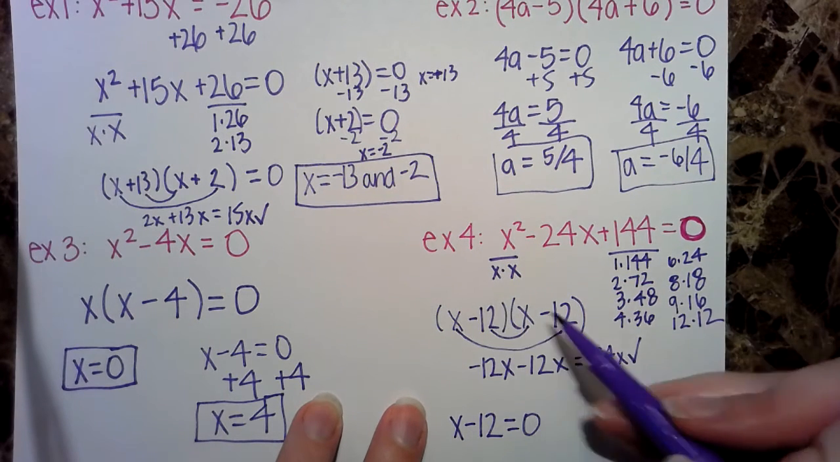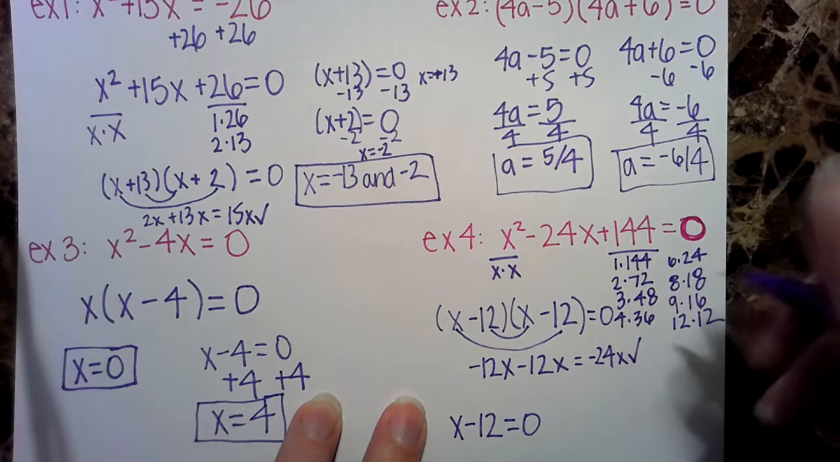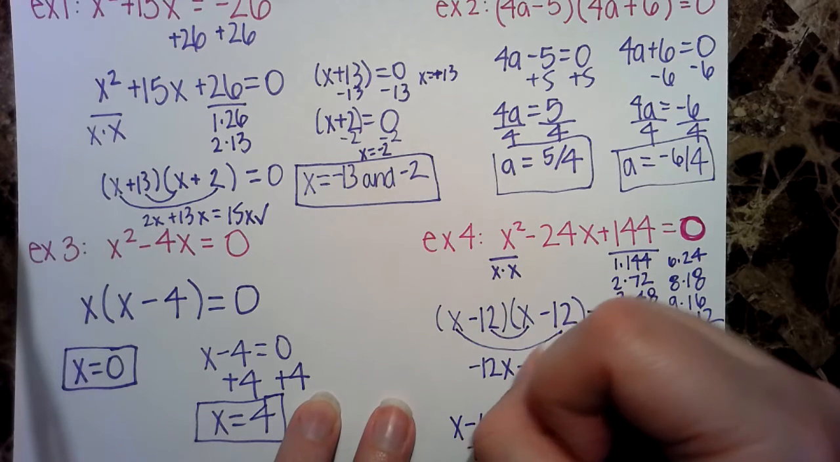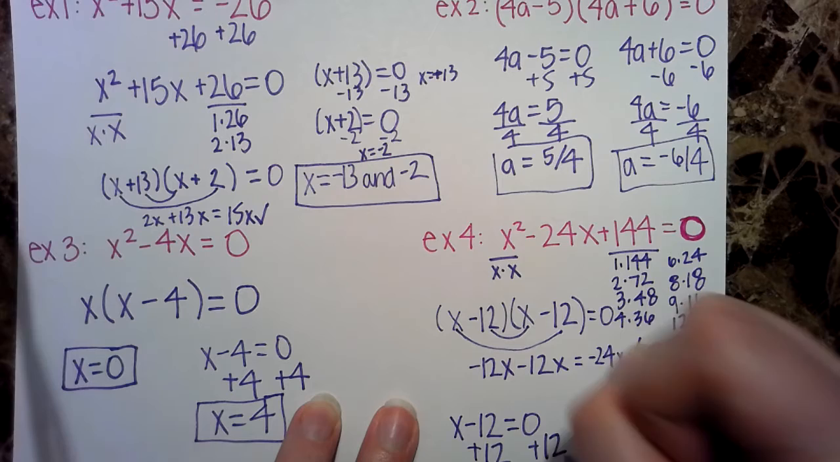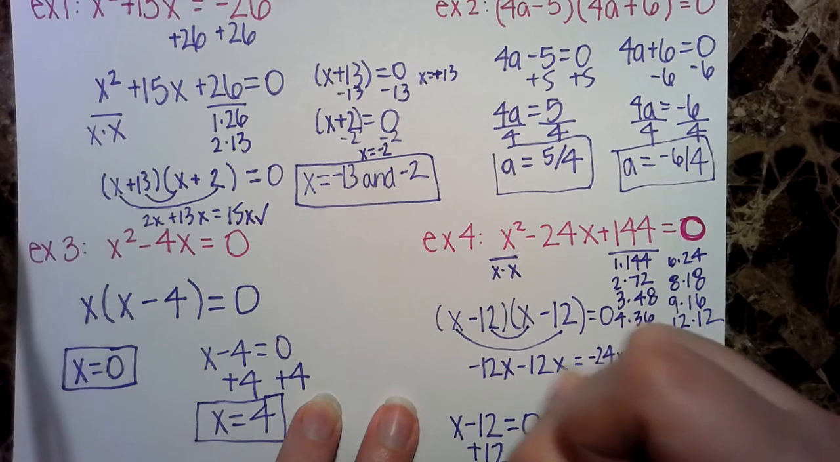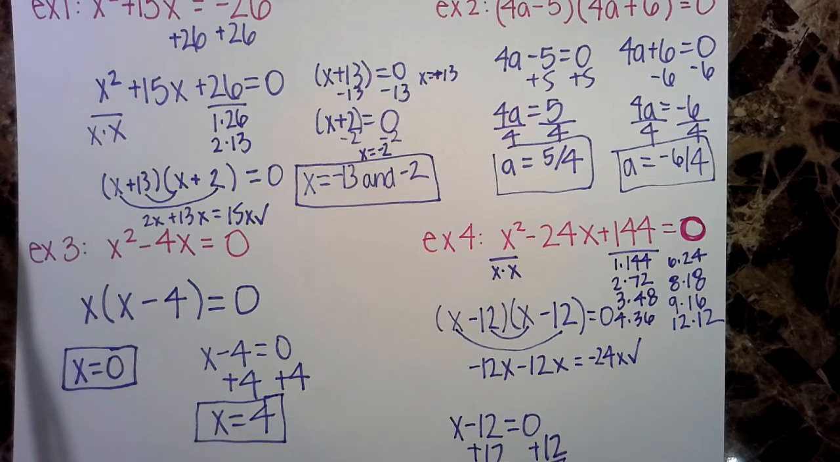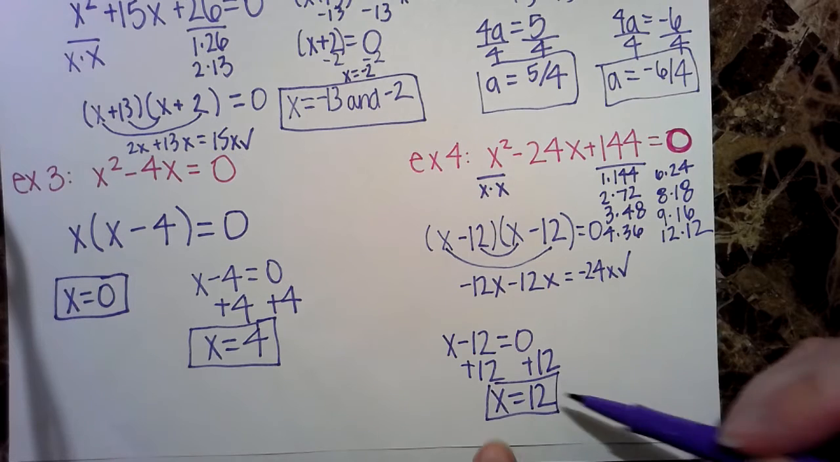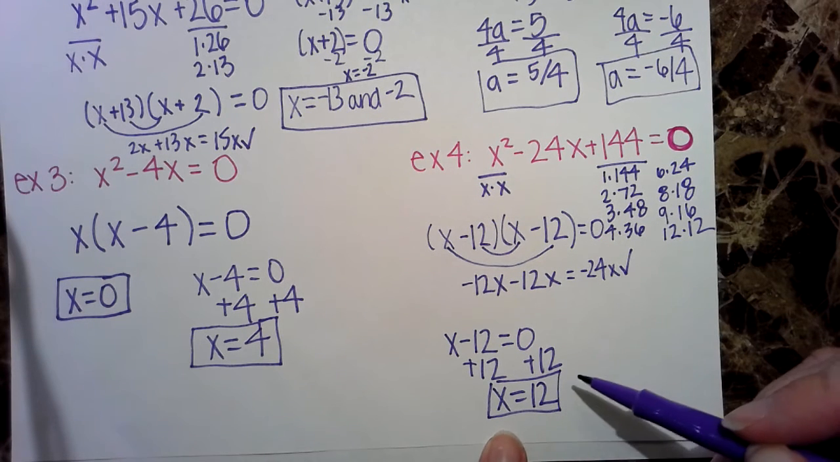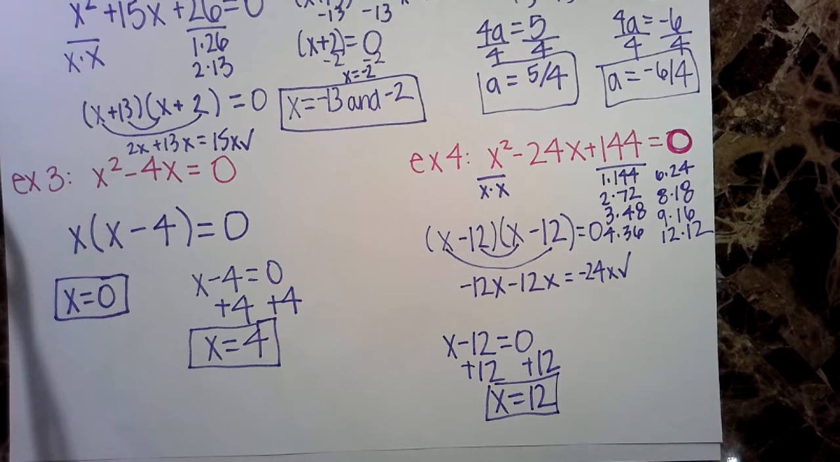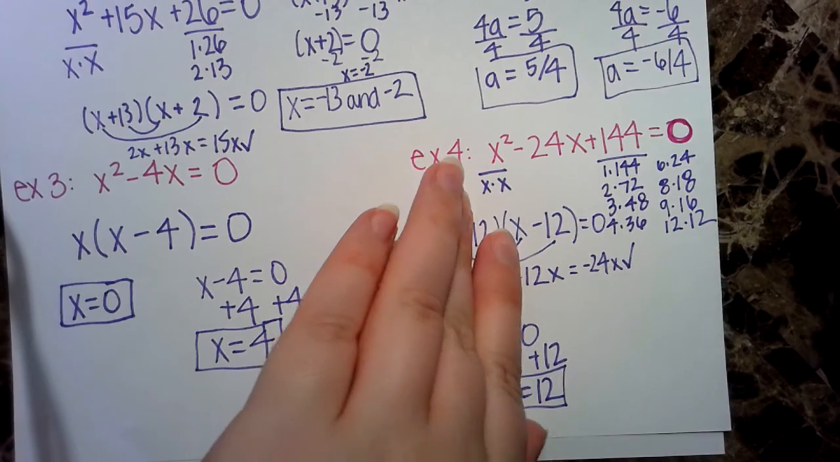If you notice, though, they're the same binomial, so you're actually only going to have one solution. So your solution is going to be x equals 12, and that's it. There is no other solution here. So this means that it's only going to cross that x-axis one time. So you have one x-intercept here.